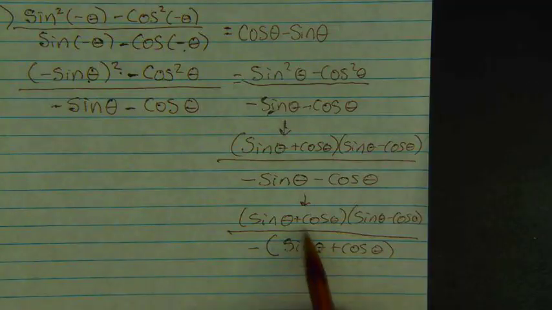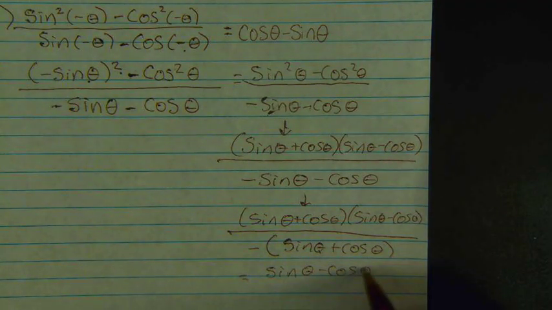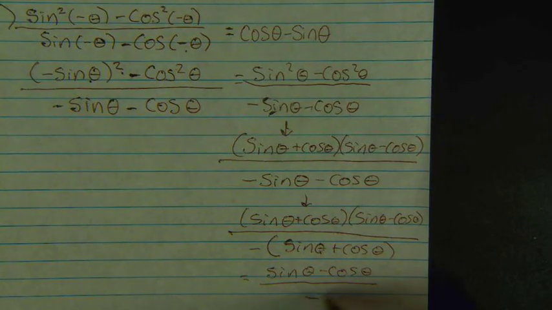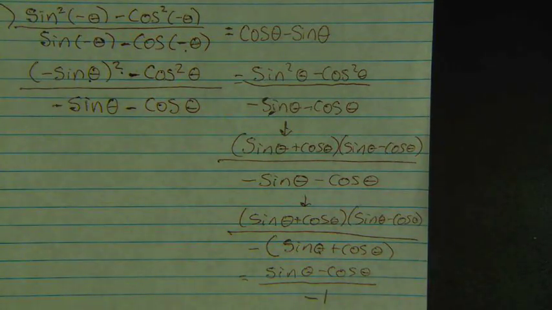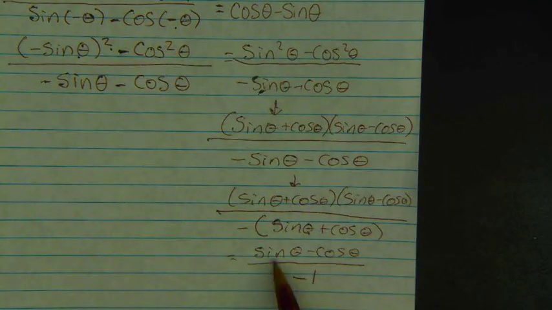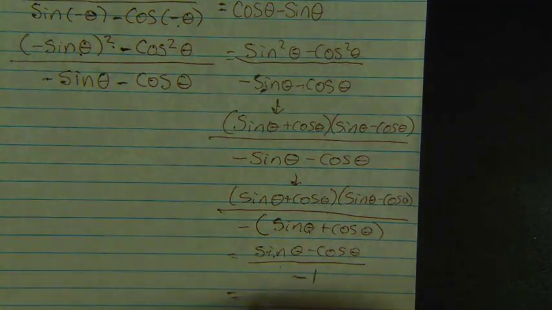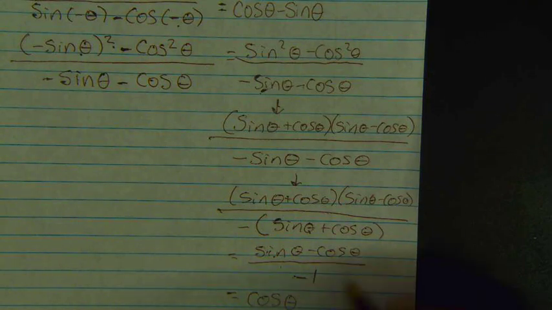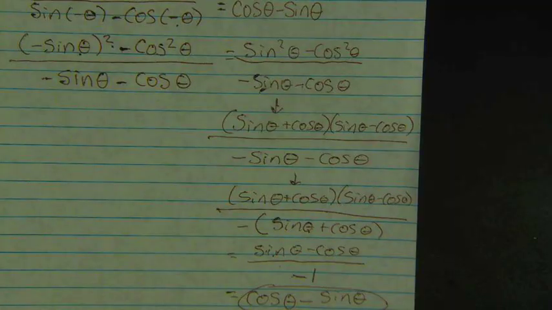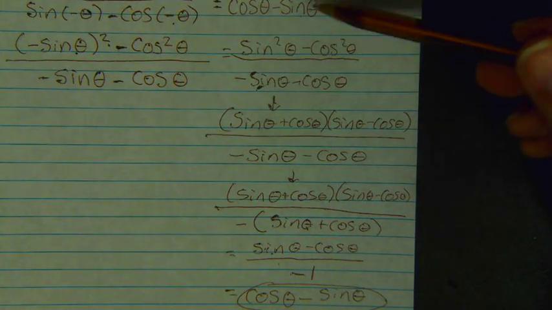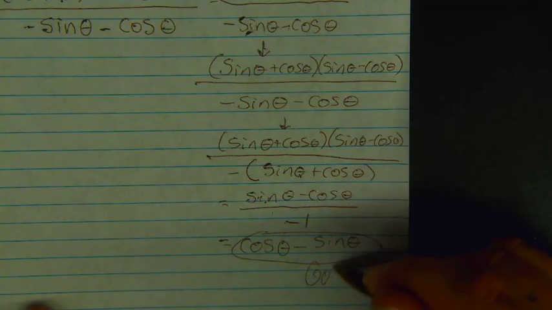Okay, so those two will cancel, leaving us with sine theta minus cosine theta over negative 1. And at this point, we're pretty much there, right? Because if you divide by negative 1, it just flips the signs. So now the sine will become negative and the cosine will become positive. So I could just write it like that. Cosine theta minus sine theta, and I got to my answer that I needed. Cosine theta minus sine theta. Got it.